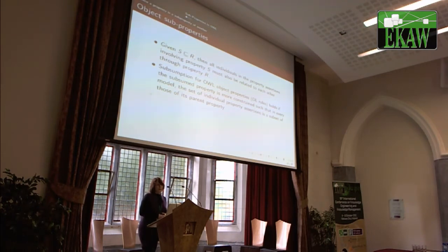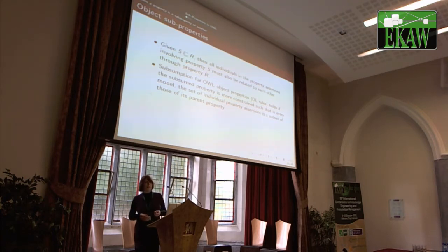Now, if we're looking at object subproperties, we actually have to look at when a property is really a subproperty of another property. If you look at the standard, it basically says, given an assertion that a property S is a subproperty of R, then all individuals in the property assertions involving property S must also be related to each other through property R. That is a similar notion to class subsumption, but applied to object property subsumption. So subsumption for object properties holds if the subsumed property is more constrained, such that in every model, the set of individual property assertions is a subset of those of its parent property.